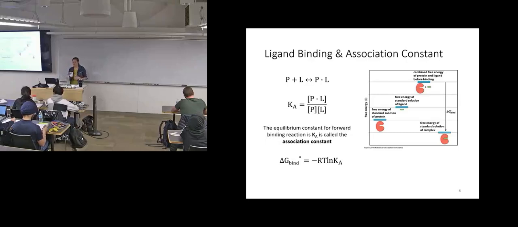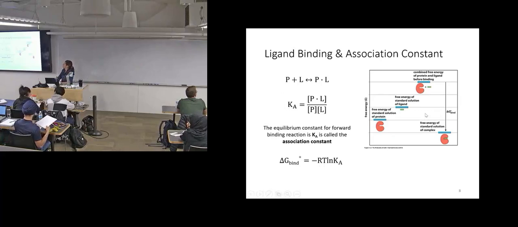Unbinding and our association constant, okay? In the case of Ka, it is the association constant. The forward reaction is the binding, forming the complex, okay? And we have a relationship here, okay? Negative RT natural log in the case of Ka.